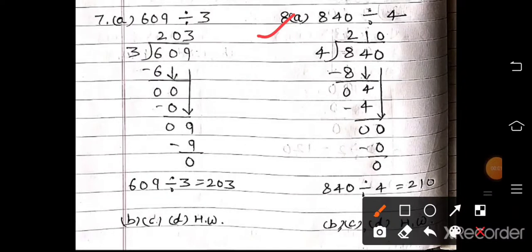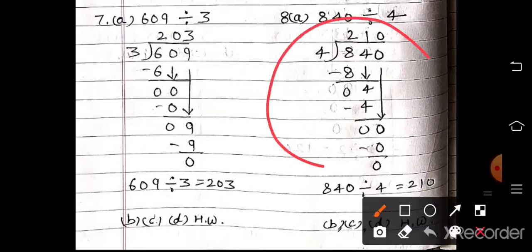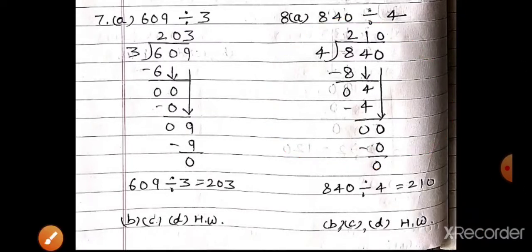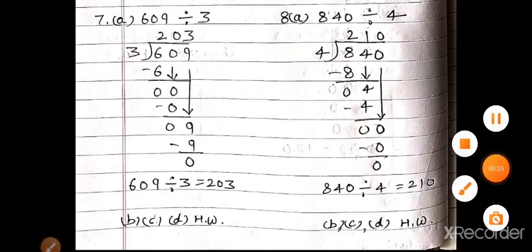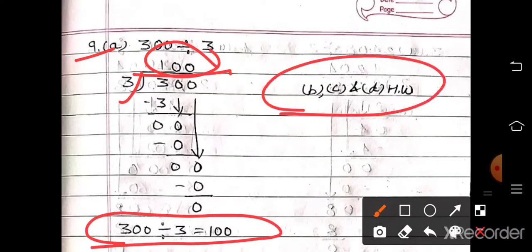Now question number 8, A part 840 divided by 4. Okay, so first 4 2 ja 8, 4 1 ja 4 and 0 times. Okay, so answer is 210. Okay, so you have to do like this. Now B, C, D is your homework. Now question number 9, A part 300 divided by 3. Write like this. 3 1 ja 3. Then 0 times 0 times. Okay, so our answer is 100. Now B, C, D is your homework.